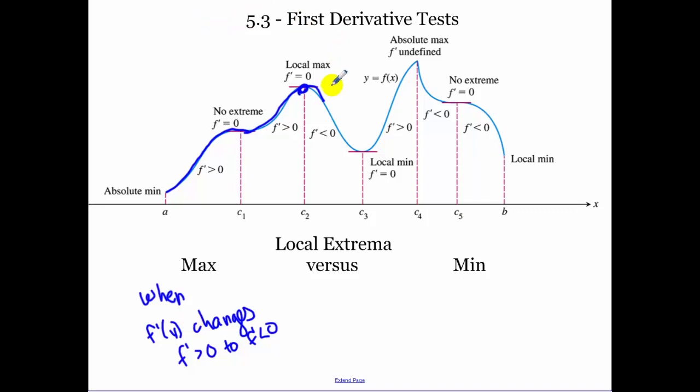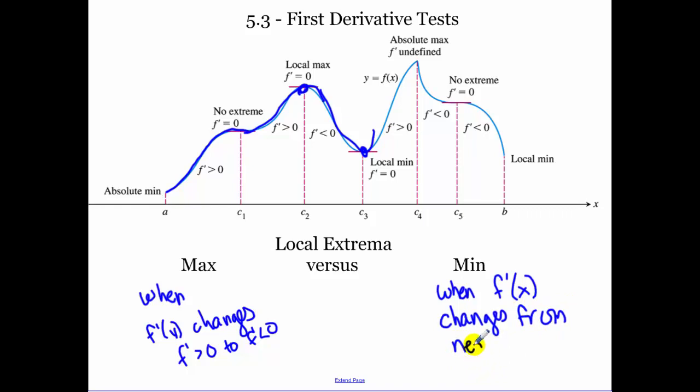And then let's look and see where we have a local min. We have a local min right here where we change from, when f prime of x, so our derivative, changes from negative to positive. That's a key thing that you need to understand, a key application of our derivative.